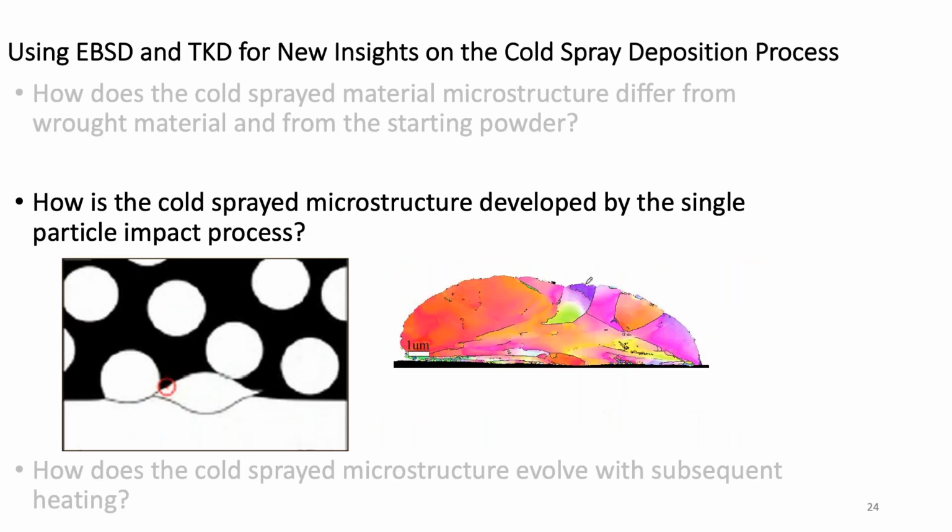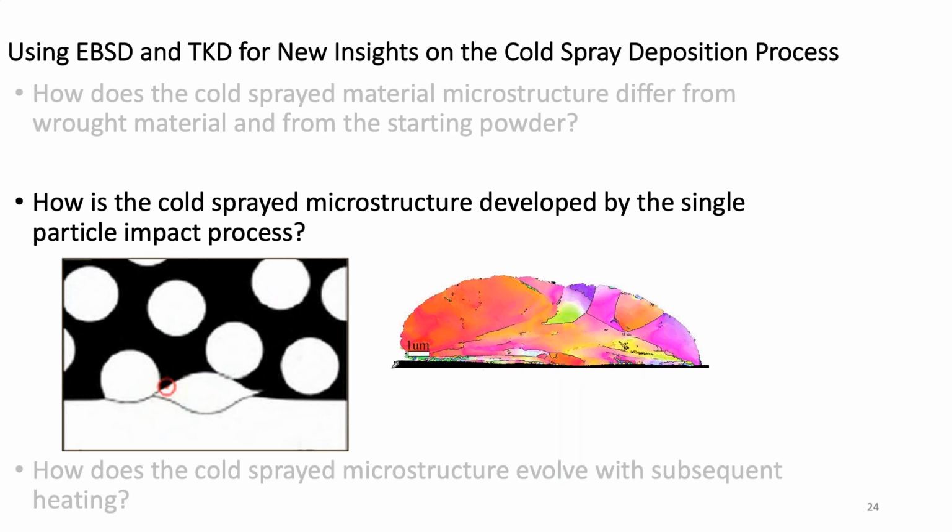Okay, so I'm going to change gears now and go to our next topic. That's overall what we see in the microstructure. But as we already discussed, this process is really controlled by what happens on the single particle impact, the unit operation. Every time one of these particles hits the substrate and another particle hits it, that's what builds up cold spray. What can we learn from EBSD or related techniques about what's going on?